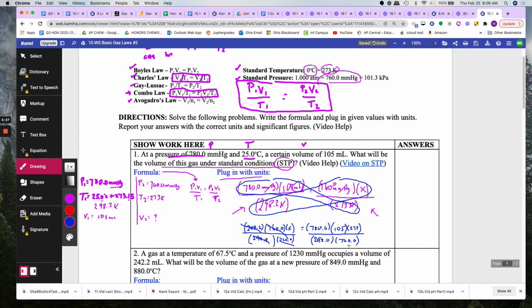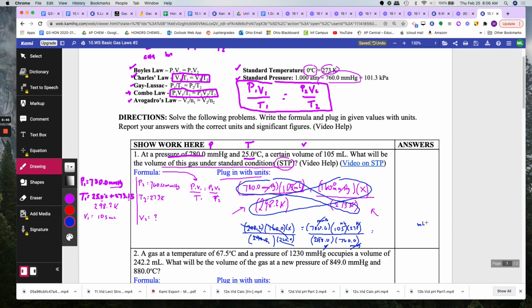Okay. If I were to write the units, you'll see that this cancels. This is mmHg, and this is mmHg. And you can see that it cancels. This is Kelvin, and this is Kelvin, and you see the Kelvin cancels. And this is milliliters, and you see that doesn't cancel, so your answer will be in milliliters.